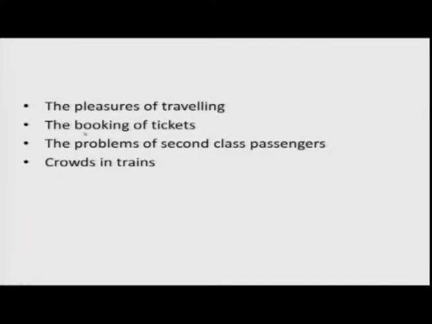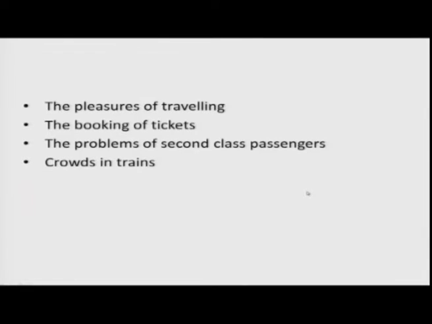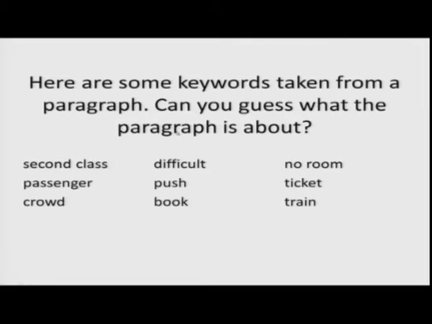Now, the second one, the booking of tickets. Let us go back. So, book, it is here, ticket, yes, it is here. So, both these words, booking and tickets, they are there. But then when you go back, you will see that there are other keywords also. So, it is a clue that this is not just about booking of tickets.